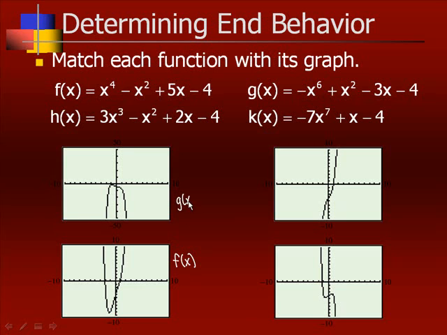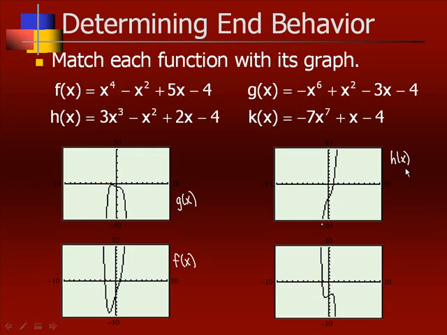So this one is our g function. Now h, that is our 3x to the third. X to the third is an odd power, which means it's going to start down low, and as it goes from left to right, it's going to go up. So this is our h of x graph.